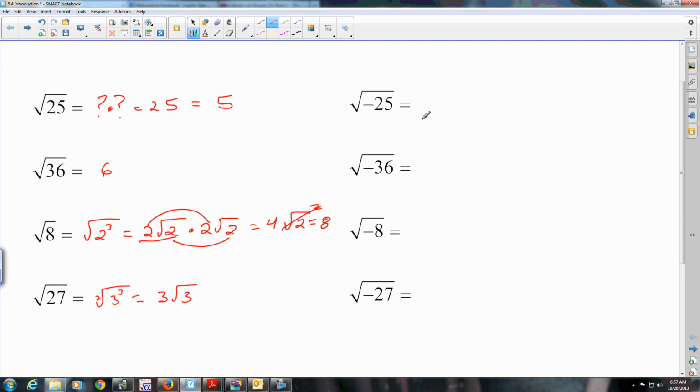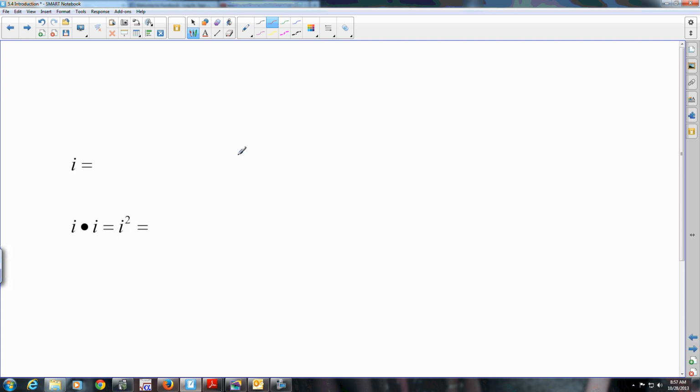Now what makes it more interesting is what happens here. It's looking for the same number times itself. So 5 times 5 is 25. Negative 5 times negative 5 is 25. It has to be the same number times itself. So far, we don't have a number that can describe this. We don't have a number that can describe any of these, which brings us to the new number.